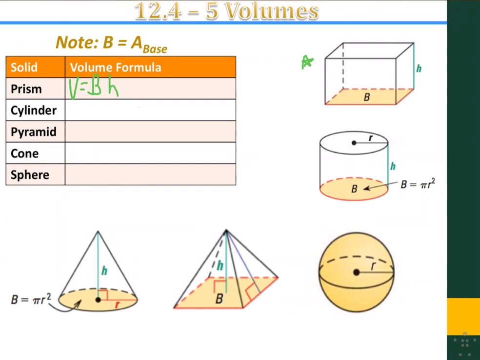A cylinder is going to be literally exactly the same thing, except we can get into more detail, because we know the area of the base is a circle. So I can get more specific than just BH. I can say pi r squared h.